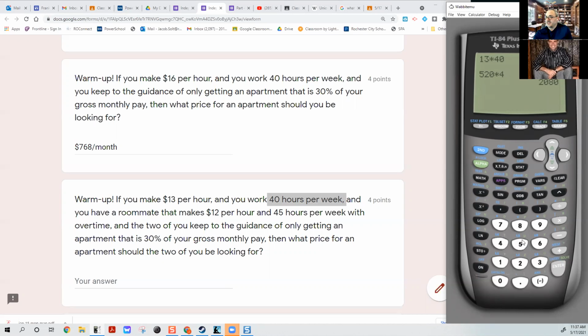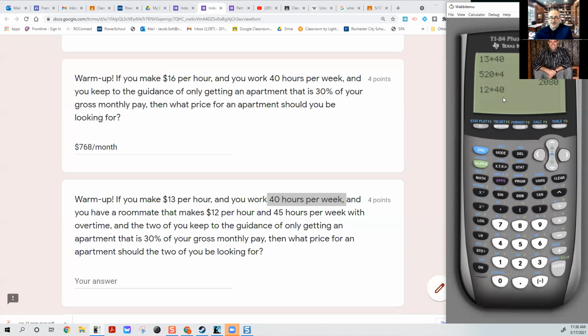Let's talk about the roommate. So you make $2,080 per month. Let's figure out what the roommate makes. The roommate makes a little bit less than you per hour. They make $12 per hour, and they work 45 hours a week. But what we're going to do is find out what the first 40 are, because if you'll recall, from back in the first quarter, we talked about overtime.